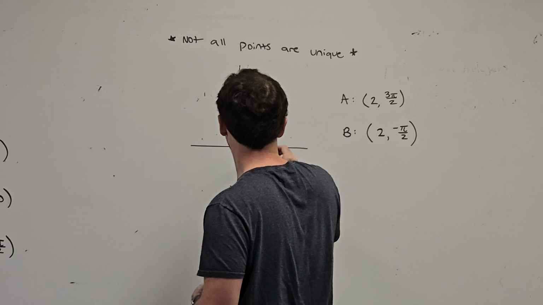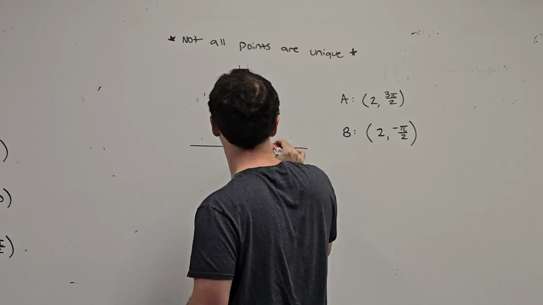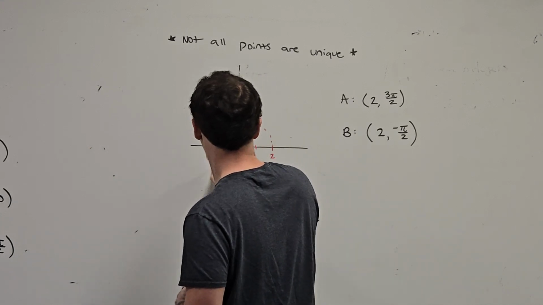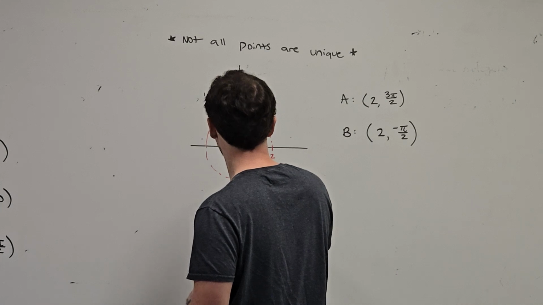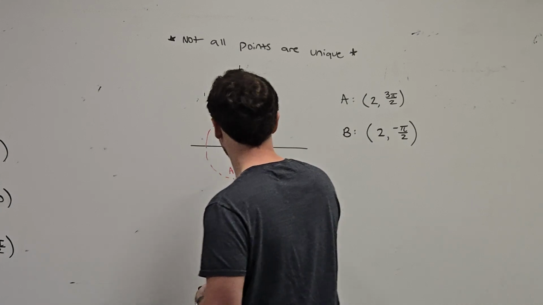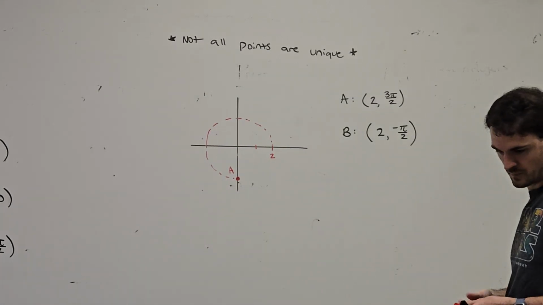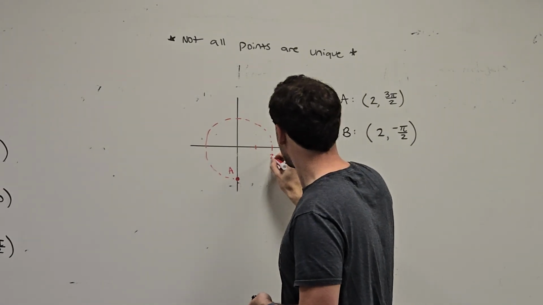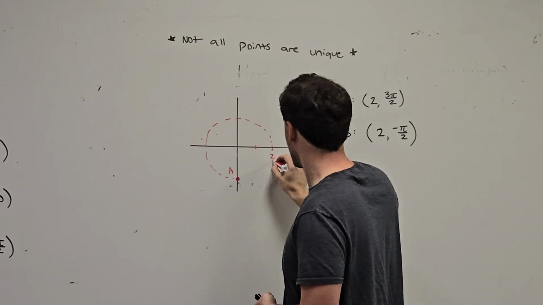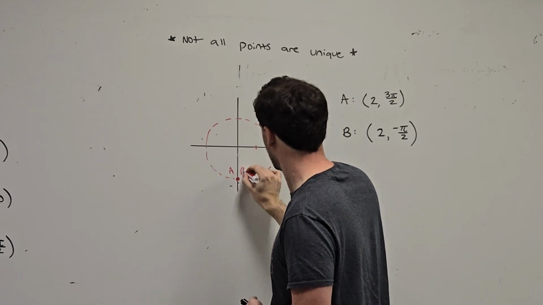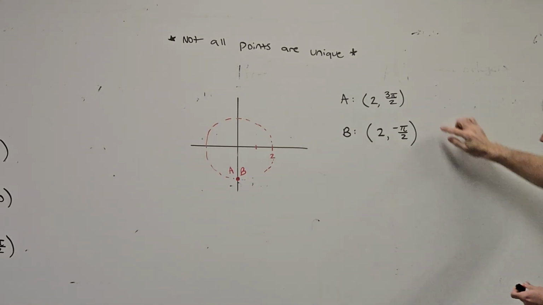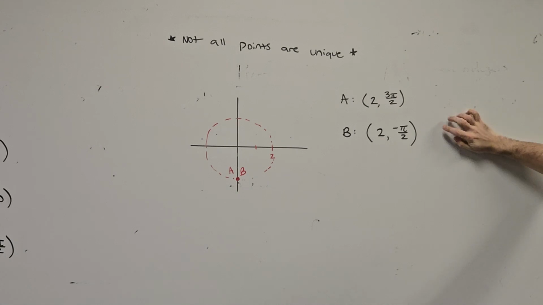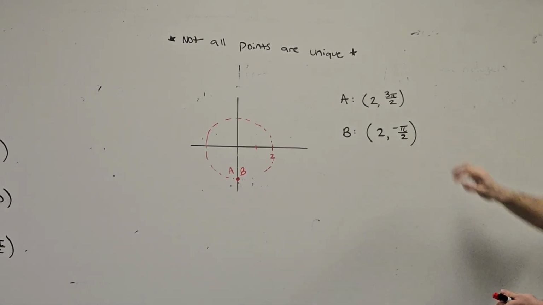I'm going to go out 2 units, go to an angle of 3π/2, that's A. And then for B, 2 units, and negative π/2 is now going in the clockwise direction. A and B are the same point. So just remember that not all points are going to be unique in this system.